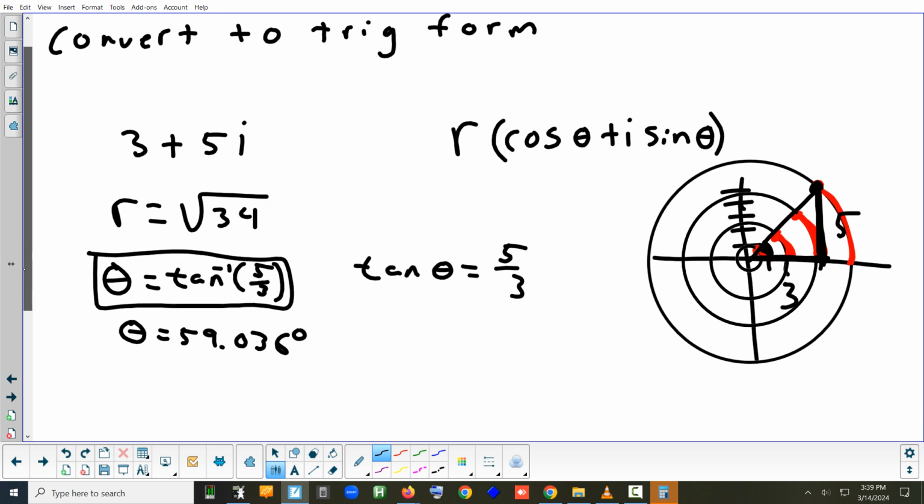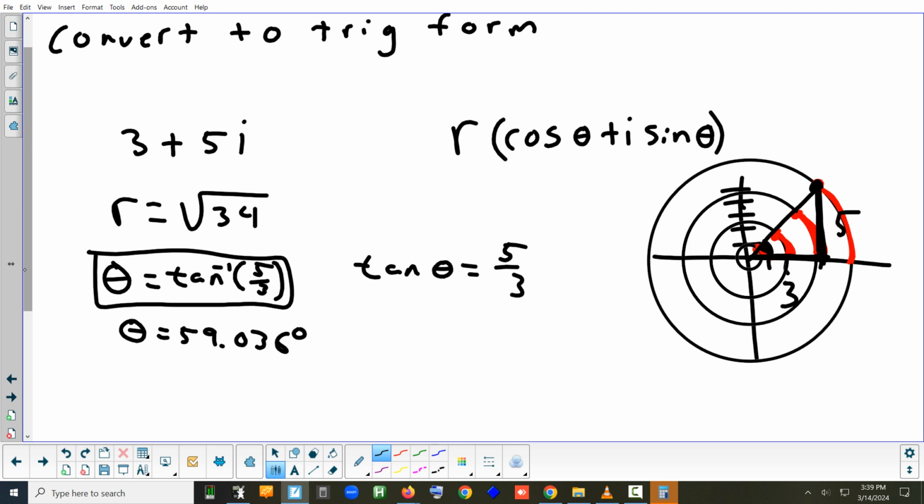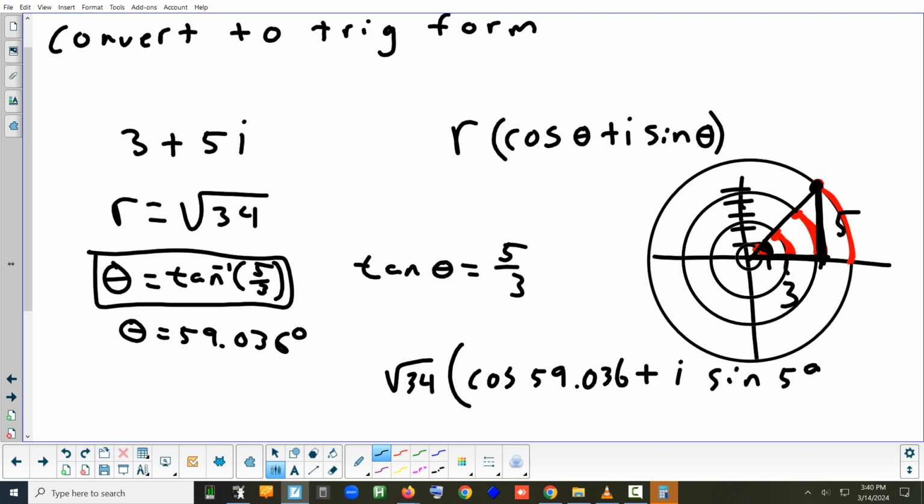So now, how are we going to write our final answer? Square root of 34 times parenthesis cosine 59.036 plus i sine 59.036. Yep. So that's how you take something and convert it from standard form to trig form.